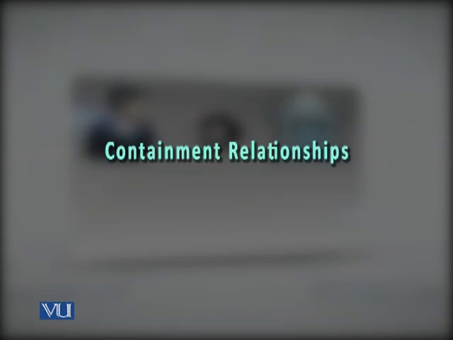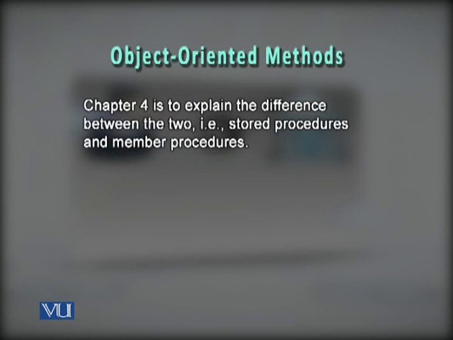So far we have discussed the concept of containment and its different shapes, one of which is aggregation, and another is composition. The next thing to be discussed is methods. Chapter 4 of this book focuses on this concept, but the main emphasis in chapter 4 is that the authors want to make clear the difference between stored procedure and member procedure. So the focus of the 4th chapter is just to make this difference clear.